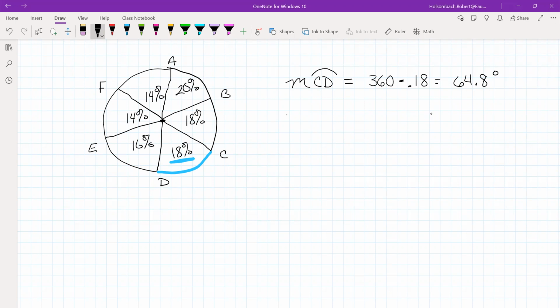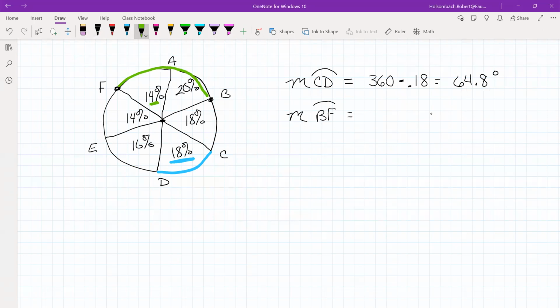The measure of arc BC. Why did they ask the same question twice? Let's not make it BC. Let's change that. Let's go B. Let's go BF. BF, still a minor arc. We're starting at B. We're going shortest route to F. It's this arc in green.